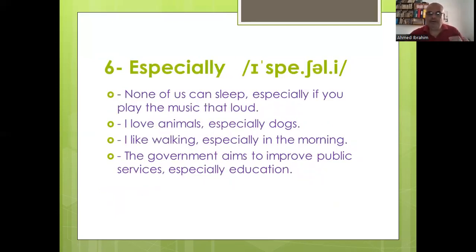Especially. Okay, next one. None of us can sleep, especially if you play the music that loud. I love animals, especially dogs. I like walking, especially in the morning. The government aims to improve public services, especially education.